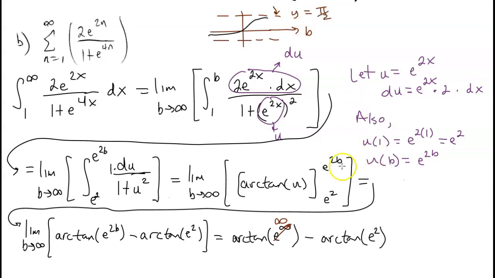Okay, so the point here is that we know that this result is just going to be pi over 2 minus this arctan of e squared. And we know that this is a real number. And so since it's a real number, we know that this corresponding improper integral converges. And so since the improper integral converges, we also know that the corresponding series will converge too by means of the integral test. And so this is our final example on the integral test.